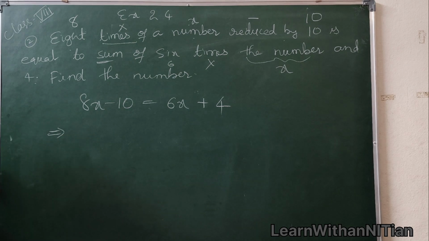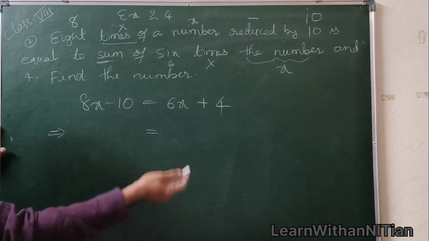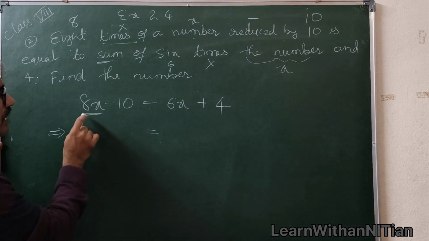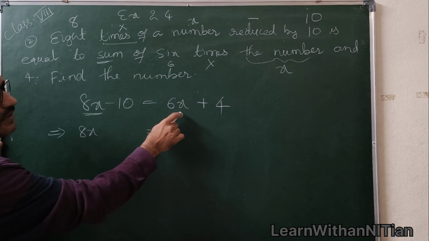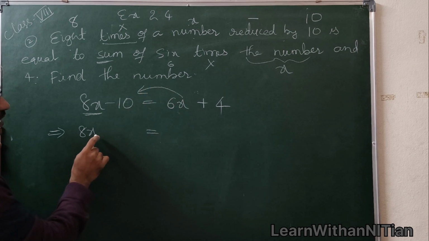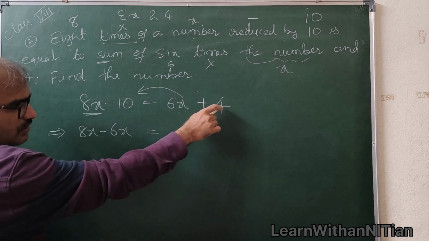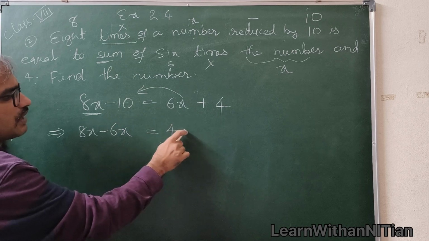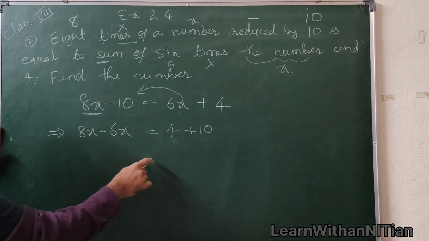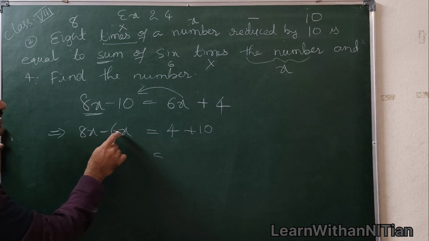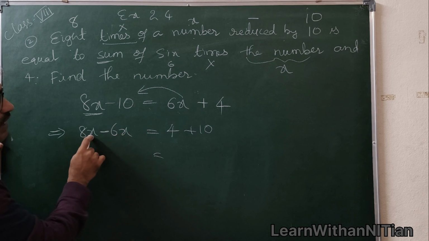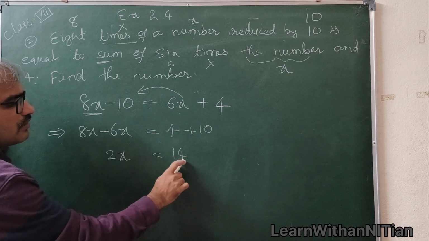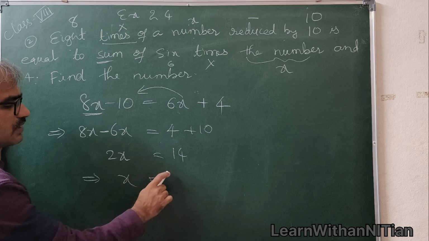Next, what you have to do? Write equals under equals. Variables on the left side, constants on the right side. 8x is a variable term. So 6x you have to write on the left side. So write minus 6x. Constant term 4. This minus 10 you have to write now to the right side, right? Plus 10. 8x are available. 6x you have to subtract from that. That is 8x minus 6x is 2x. 2x is equal to 4 plus 10 is 14.